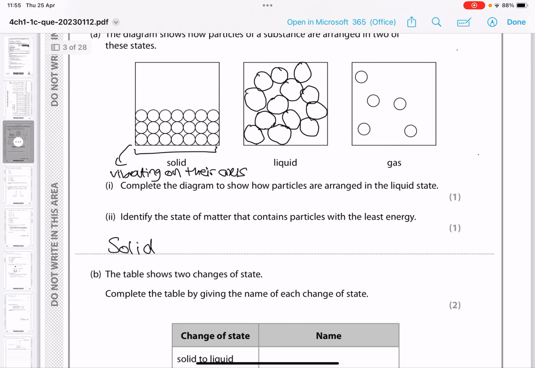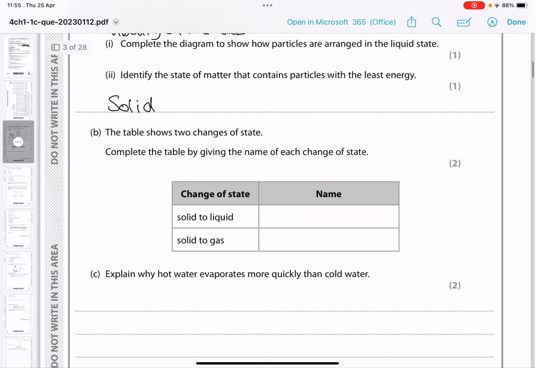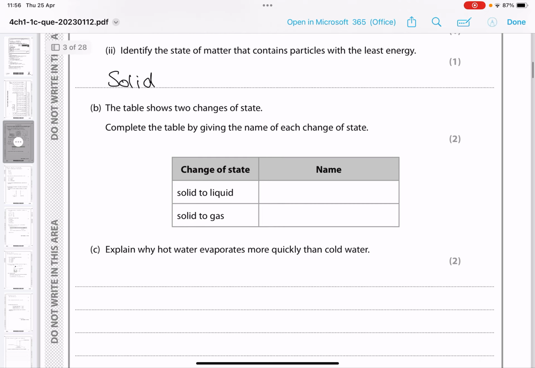And as you can see, the particles are very close to each other, so they don't have much room to vibrate, and therefore they have the least energy. Next, the table shows two changes of state. Complete the table by giving the name of each change of state. So from a solid to liquid, you're going to be melting. Okay, you melt the solid to get a liquid. And then from solid to gas, that's sublimation. Okay, these are just processes that you have to learn.